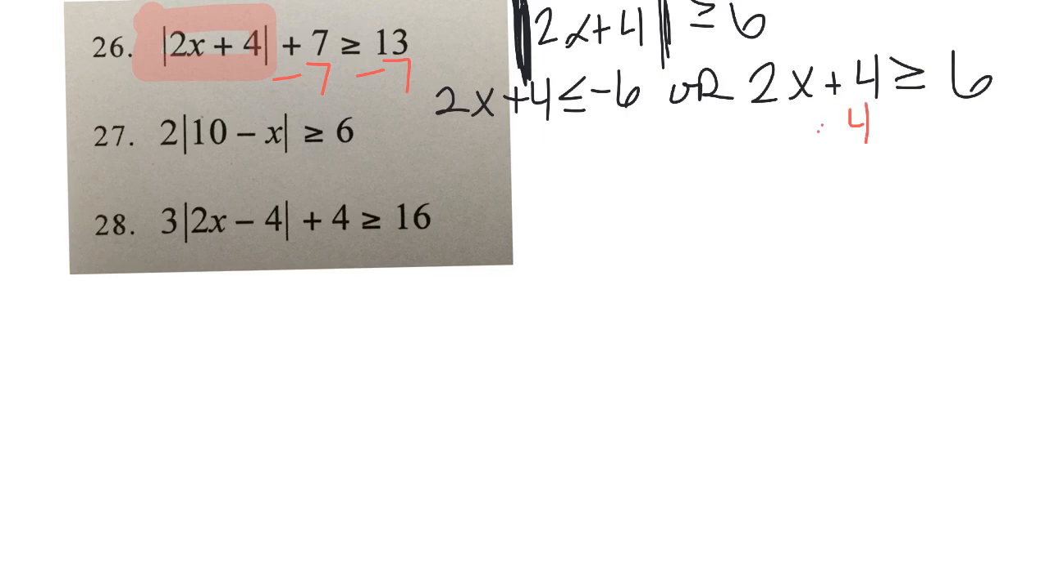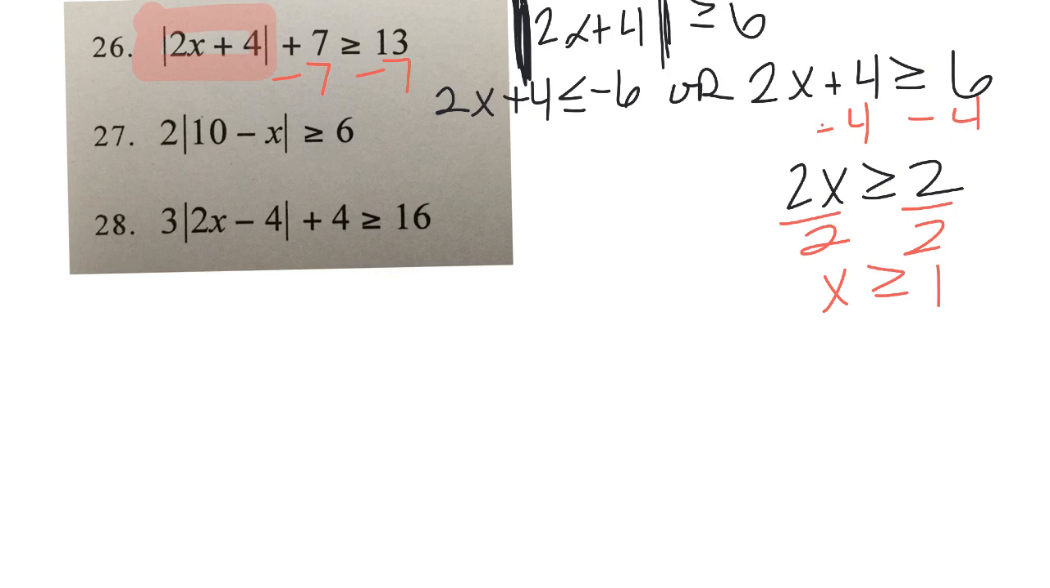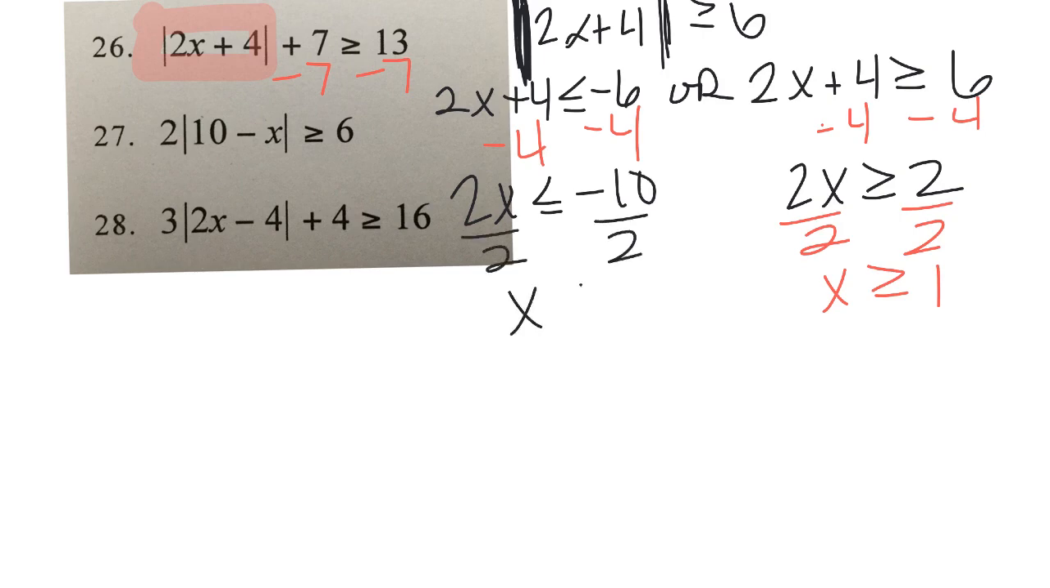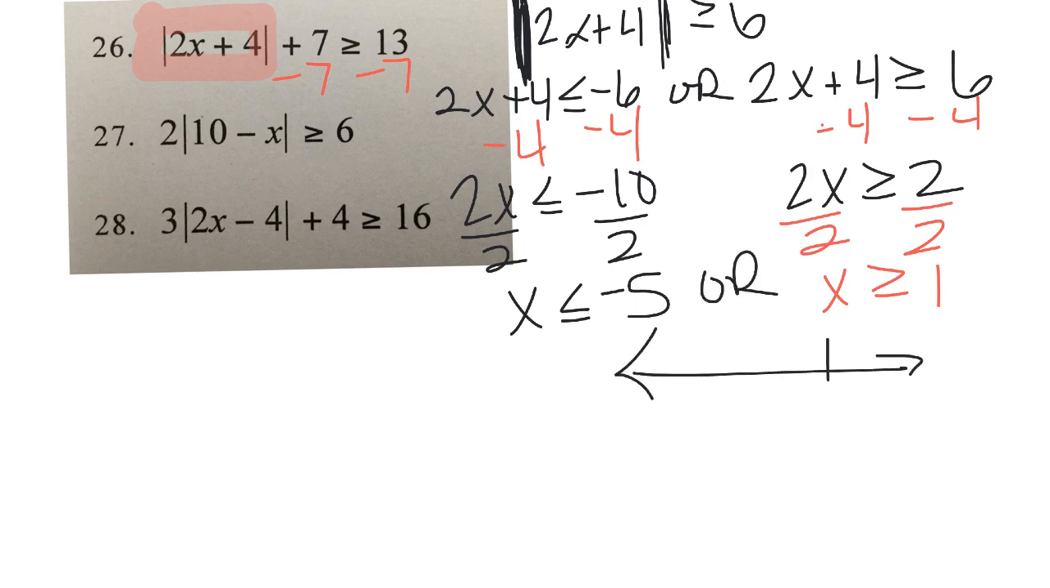And we're going to subtract 4. So we get 2x greater than or equal to 2. We're going to divide by 2. So x is greater than or equal to 1. We're going to subtract 4. So we have 2x is less than or equal to negative 10. Divide by 2. X is less than or equal to negative 5. I didn't divide by a negative. I divided by a positive. So the sign stays the same. Greater than or equal to 1. That's that way. Closed circle. Less than or equal to negative 5. And that's our final answer on that one.